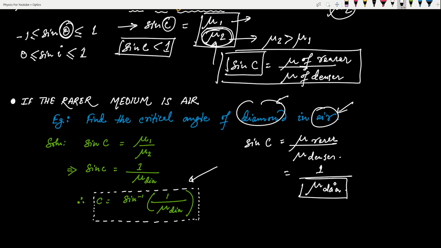So simple as that. Remember that sine C, where C is the critical angle, is equal to refractive index of rarer medium divided by refractive index of denser medium, and the value of sine C will always be less than 1. This is how you need to remember. I hope the concept is clear.